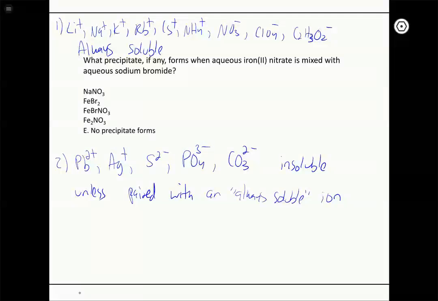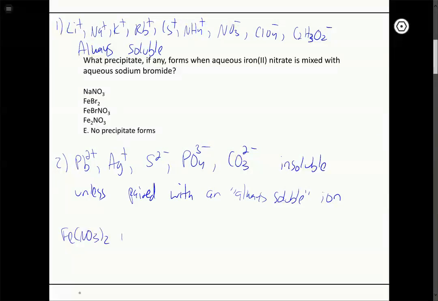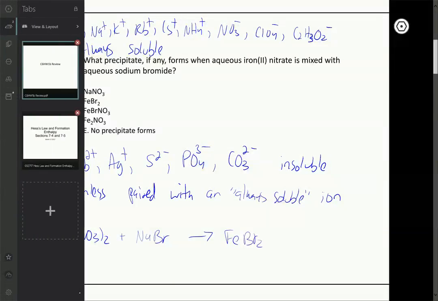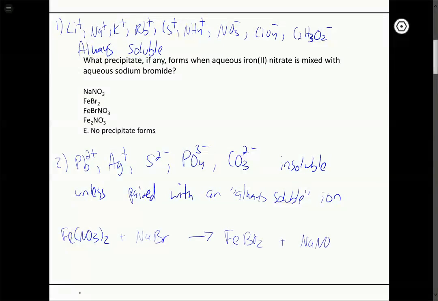Okay, so with that out of the way, let's look at this specific problem. This will help us for both of the next two that we're doing. So if we have iron 2 nitrate, it's going to be Fe(NO3)2, and we mix that with sodium bromide, which is NaBr. The two products of this, without really worrying about balancing for now, are going to be iron 2 bromide, FeBr2, and then sodium nitrate, NaNO3. So we take the cation from the first compound and pair it with the anion from the second, so that gives us FeBr2. We take the anion from the first compound, which is nitrate, pair it with the cation from the second, which is sodium: sodium nitrate.